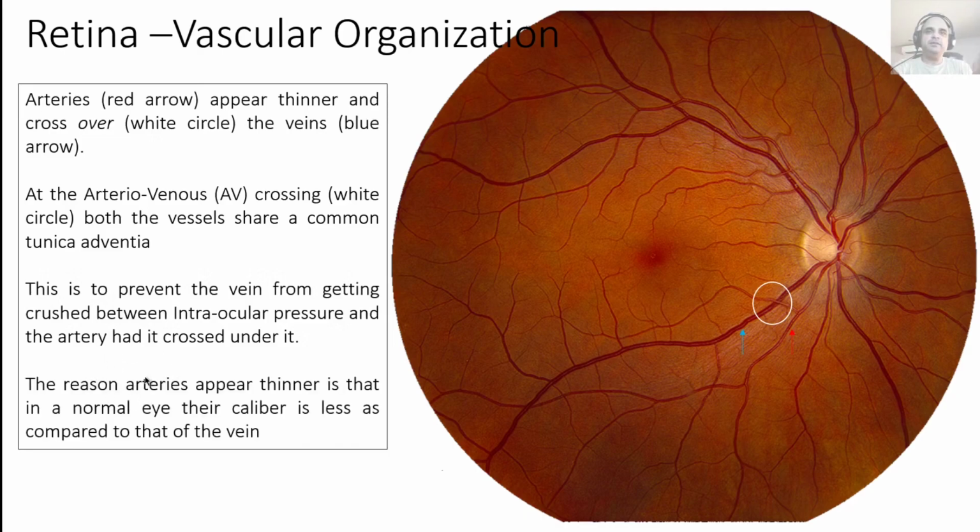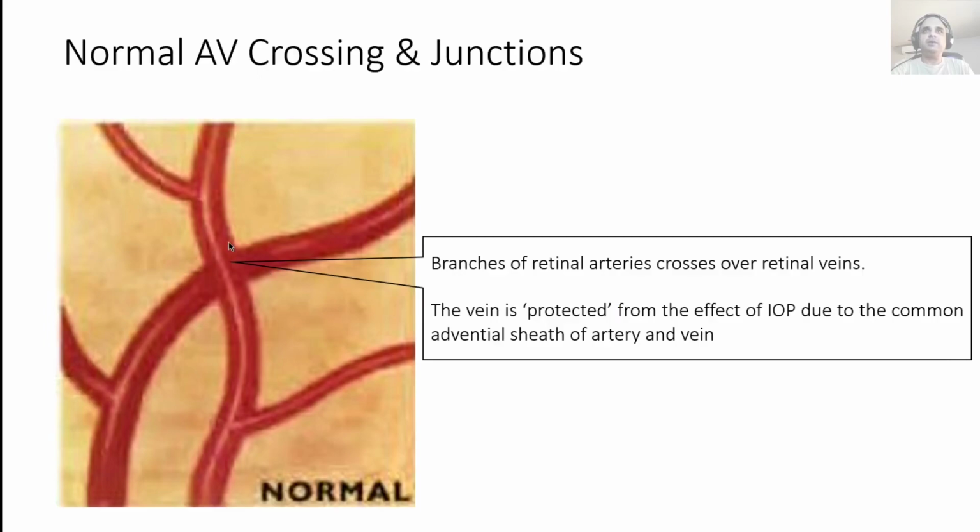The reason that arteries appear thinner, as I've just said, is that their caliber is less as compared to the caliber of veins. So this is what a normal arteriovenous crossing looks like, that this is the artery crossing over the vein so as to protect the vein from the effects of the pressure of the eye, because the pressure in the vein is slightly greater than the intraocular pressure. So if you have a vein crossing over the artery, the vein would be compressed by the intraocular pressure, and from the posterior aspect, if the artery was crossing under the vein, it would be compressed by the artery. But in this case, because they have a common adventitial sheath, the artery is shielding the vein.